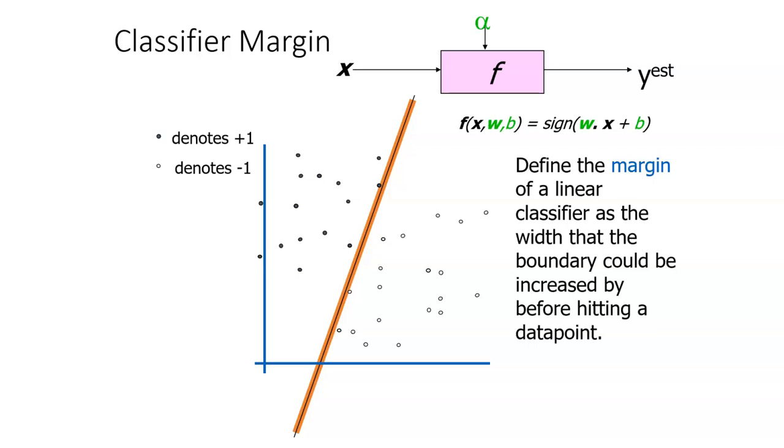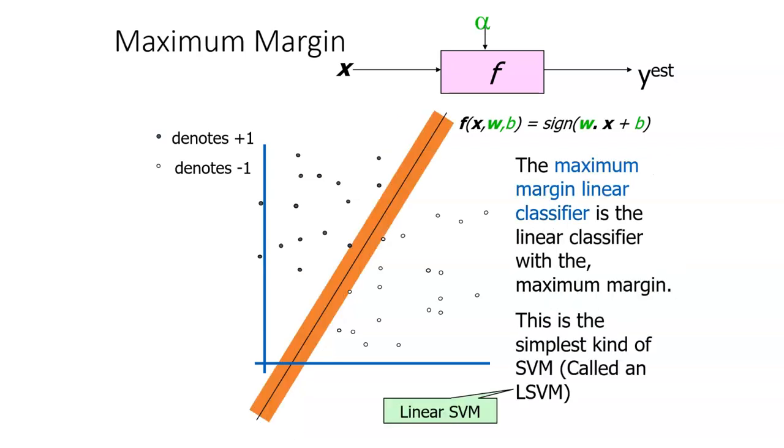The margin of a linear classifier is the width by which the boundary could be increased before hitting a data point. Then you can see the maximum margin linear classifier, which is basically a linear classifier with the maximum margin. The margin is the width between class A data points and class B data points. The larger the margin, the better it is. This is the simplest kind of SVM, and we call it a linear SVM or LSVM.